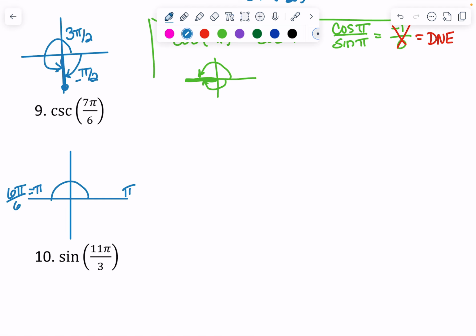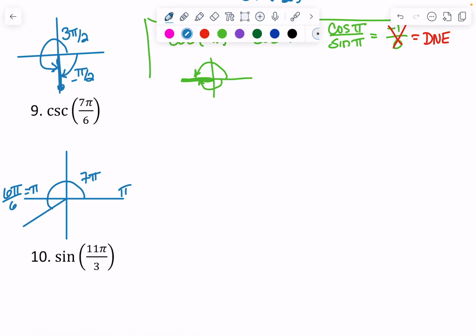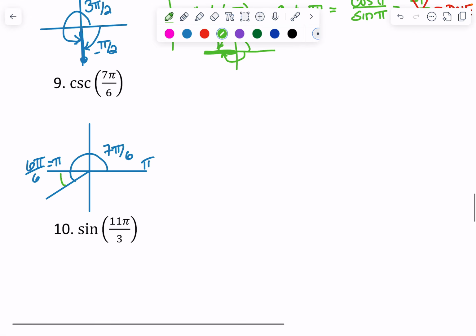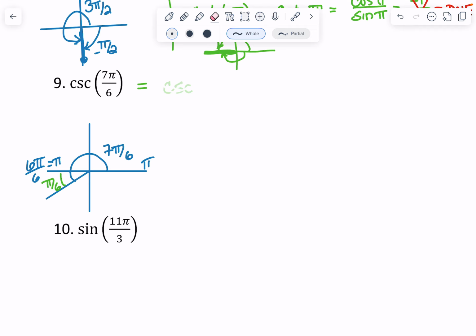All right, so I'm going to go a little bit further. This right here is 7 pi over 6. That means my reference angle is just a pi over 6, right? All right, perfect. So I'm going to say this is equal to cosecant of... I don't know if it's positive or negative yet, so let's hang tight a second.